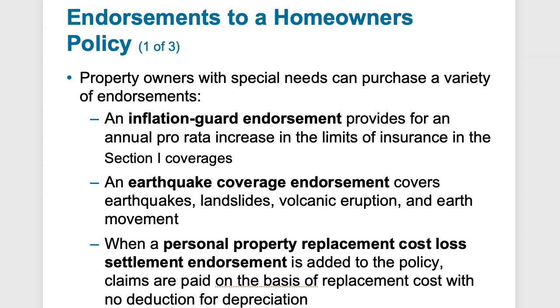Speaking of major events, you can also add on an earthquake endorsement. Now, earthquakes are not normally covered by homeowners insurance, and earthquakes, landslides, volcanic eruption, avalanches, these are all things that can really damage your home. So, an earthquake can certainly cause a total loss of your property. And if you live in an earthquake zone such as California, it's probably a good idea to get additional earthquake insurance.